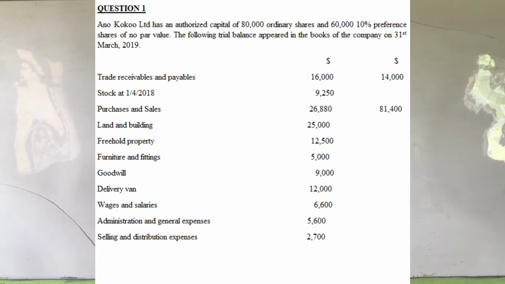We have trade receivables and payables to be $16,000 and $14,000 respectively. We have stock or inventory at 1st April 2018 to be $9,250. We have purchases and sales. We have land and building, freehold property, to be $12,500. We have furniture and fittings to be $5,000, goodwill to be $9,000, and delivery van to be $12,000. Then we have wages and salaries at $6,600, administrative and general expenses $5,600, and selling and distribution expenses $2,700.